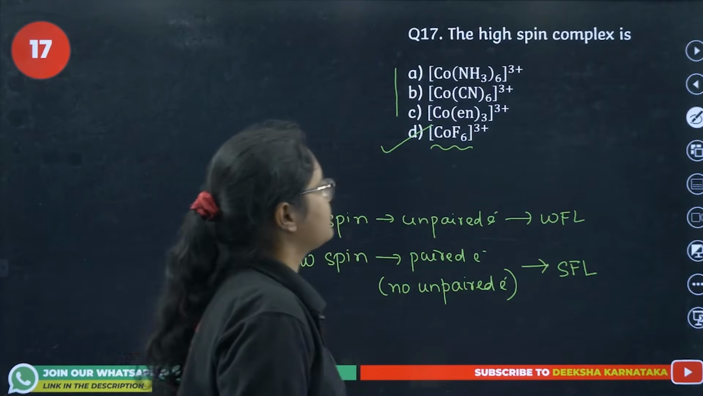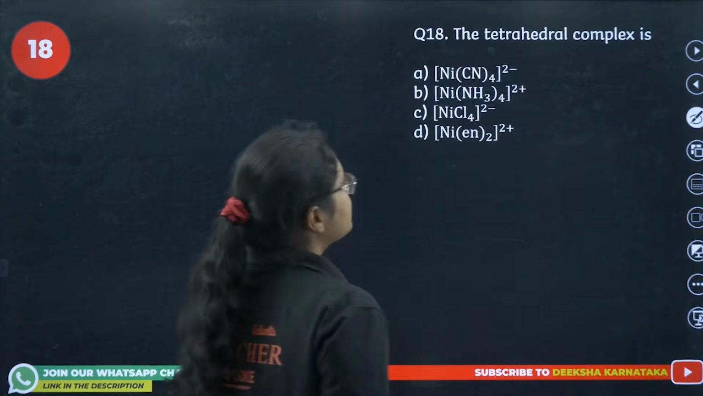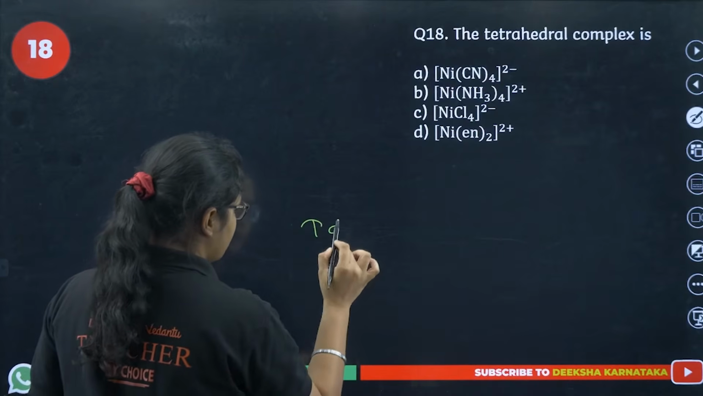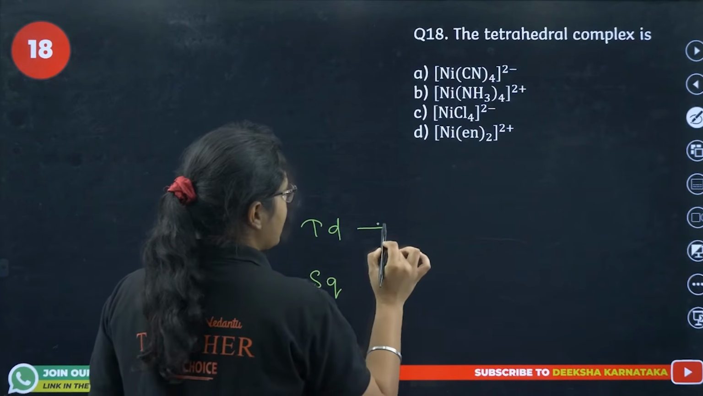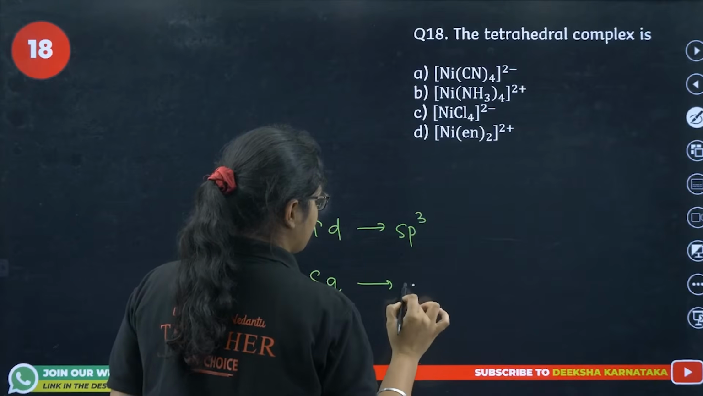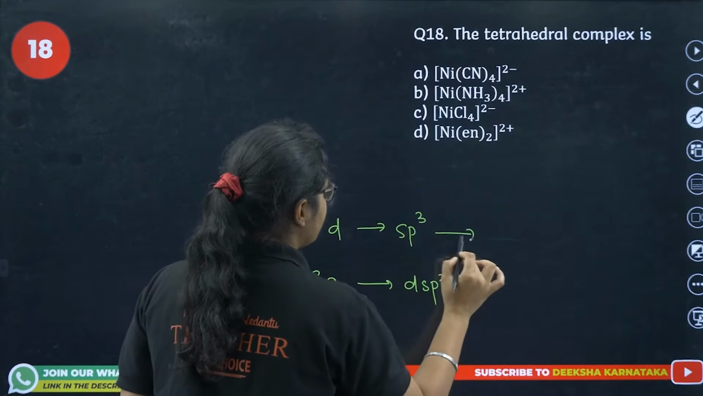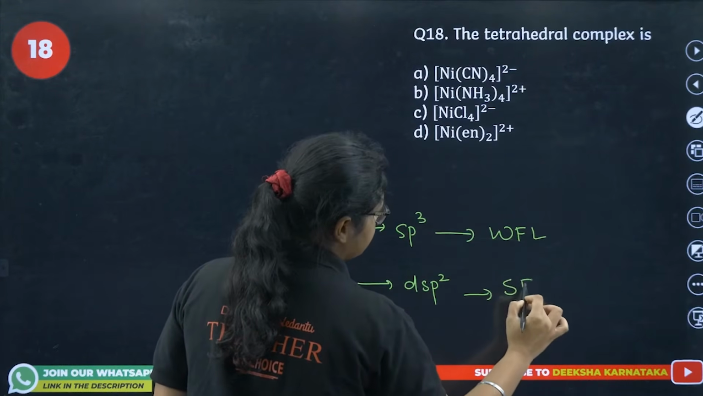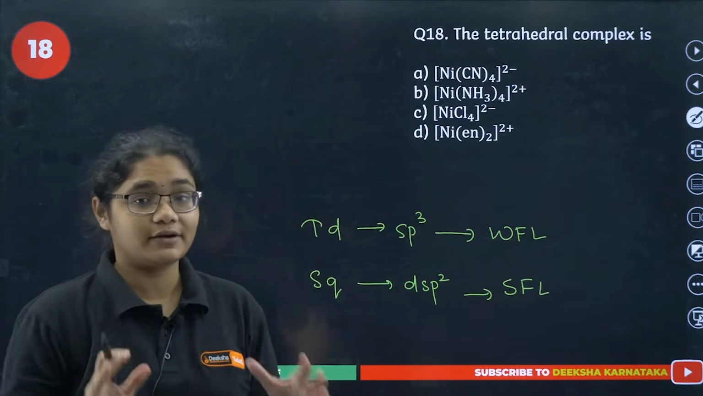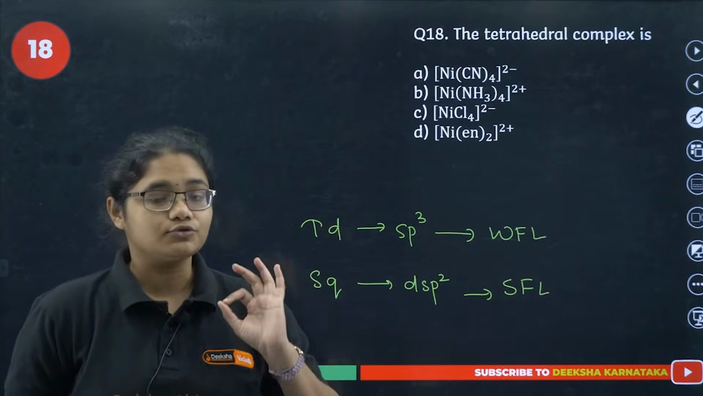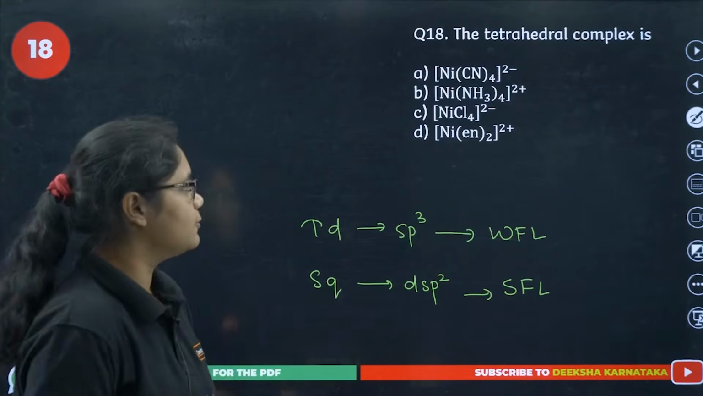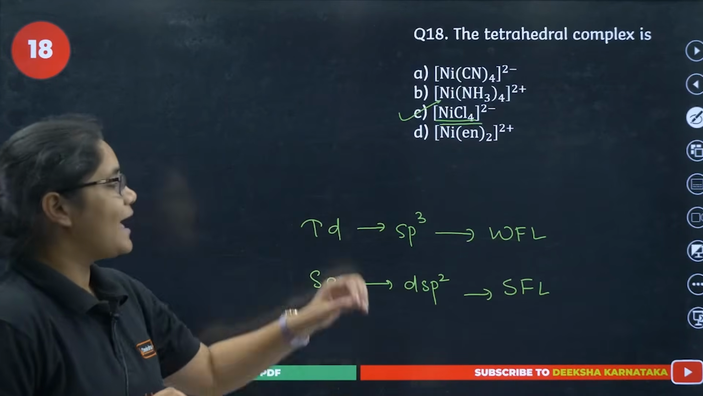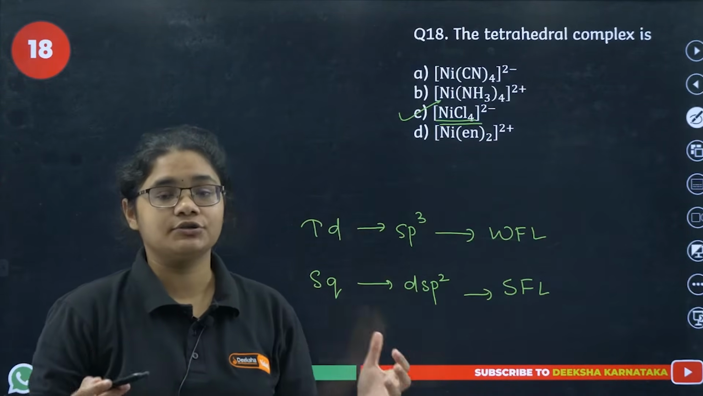Okay, sorry. Next one, question number 18. The tetrahedral complex is. Tetrahedral and square planar, how will you remember? Tetrahedral will have sp3 hybridization, square planar will have dsp2 hybridization. Again, tetrahedral is generally with weak field ligands, and square planar is generally with strong field ligands. I am always using the word generally, so it is not mandatory, but you should always check once before selecting the option. But here we have already seen this option in our NCERT book, and it has a hybridization of sp3.